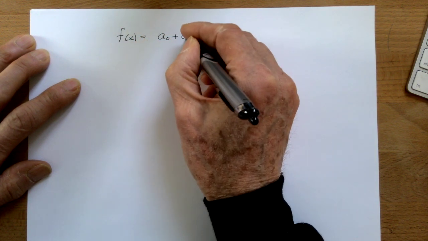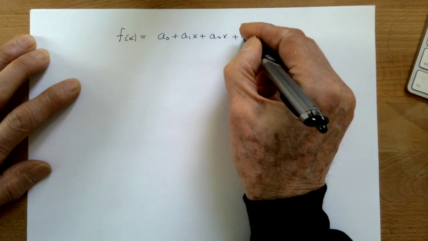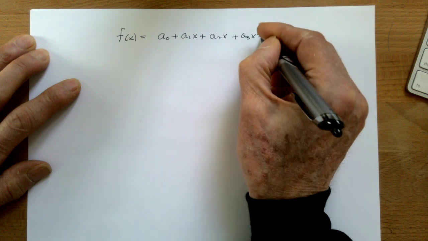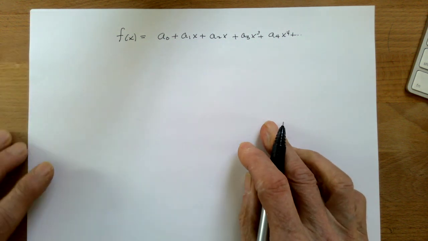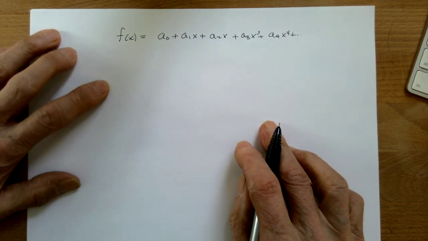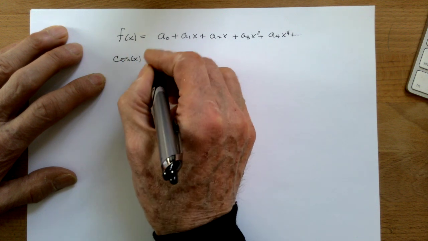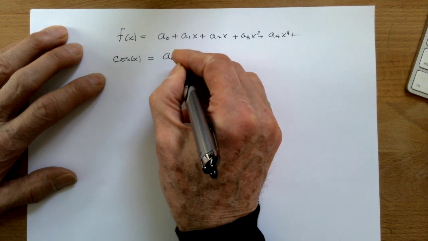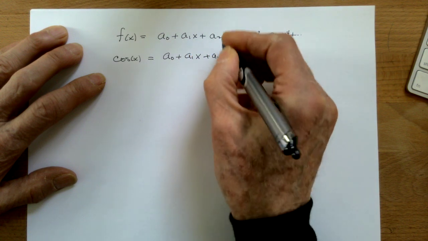F of x is some function. This is the longhand way of writing it out. And we're going to pick for our function cosine of x. So the game is going to be, what are the a's that go with this particular function?